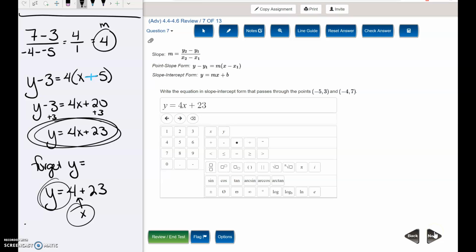This problem has also been set up so that if you type in this in point slope form, it will count it wrong. So even if you type in y minus 3 equals 4 times x plus 5, it will count your answer wrong. You must put this in slope-intercept form in order to get your answer correct.